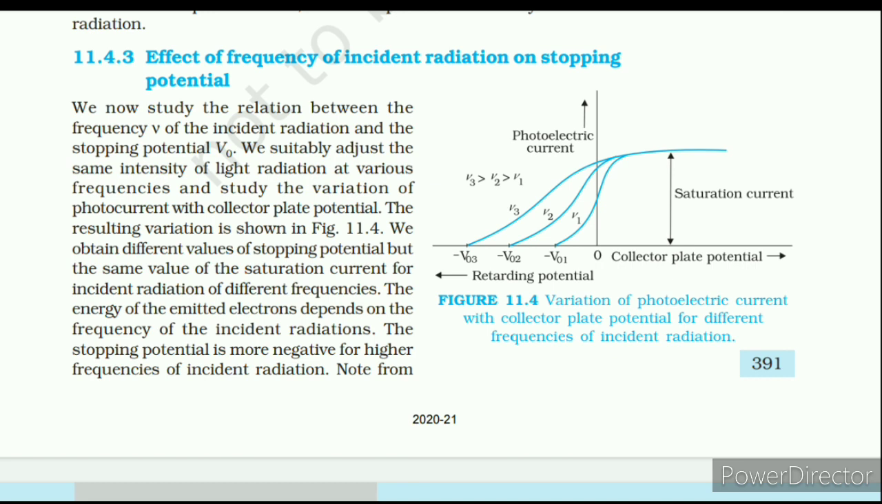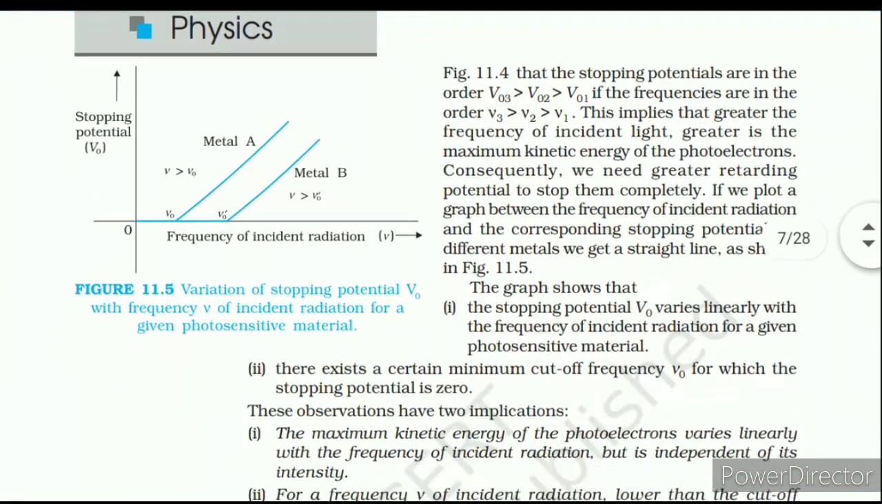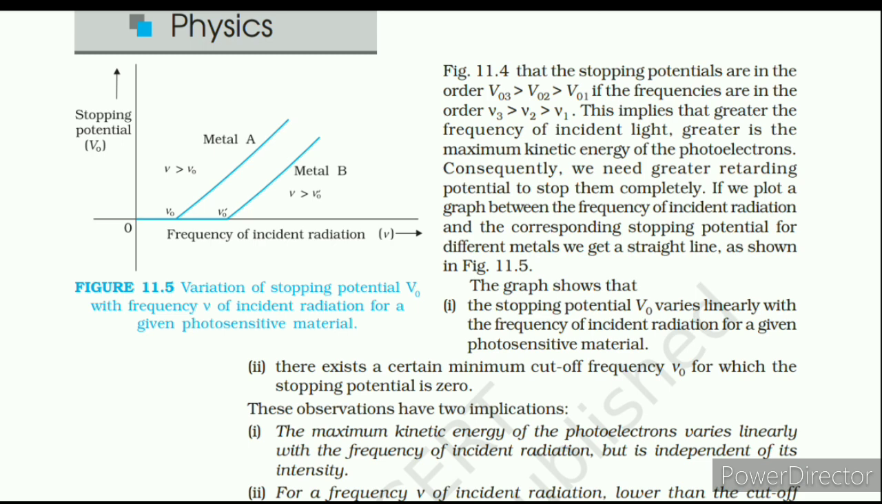Number 3. For a given photosensitive material, there exists a certain minimum cutoff frequency of the incident radiation called the threshold frequency, below which no emission of photoelectron takes place. No matter how intense the incident light is above the threshold frequency, the maximum kinetic energy of emitted electrons increases linearly with the frequency of the incident radiation, but is independent of its intensity. The photoelectric emission is an instantaneous process without any apparent time lag, even when the incident radiation is made exceedingly dim.